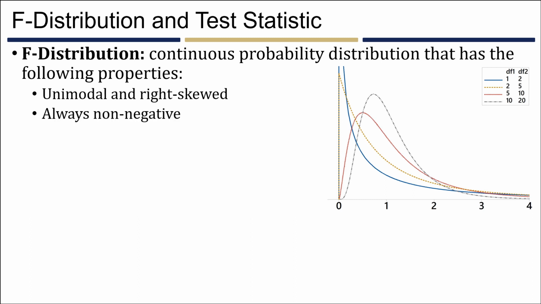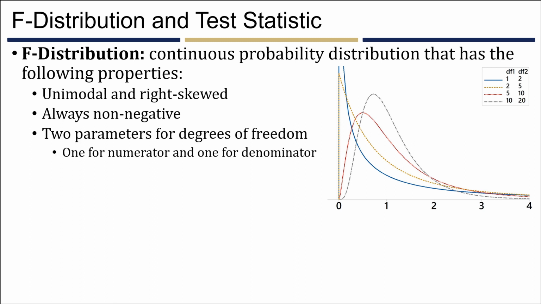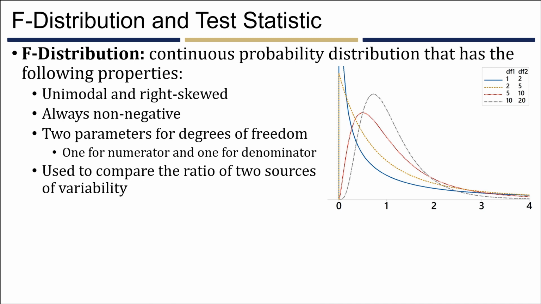The F distribution is always non-negative. The smallest value it can possibly take on is 0. There are actually 2 parameters for the degrees of freedom in the F distribution, one for the numerator and one for the denominator. And the F distribution is used to compare the ratio of 2 sources of variability, which is why it's so useful for ANOVA. In ANOVA, we have 2 sources of variability.